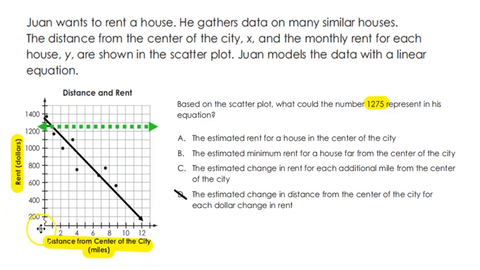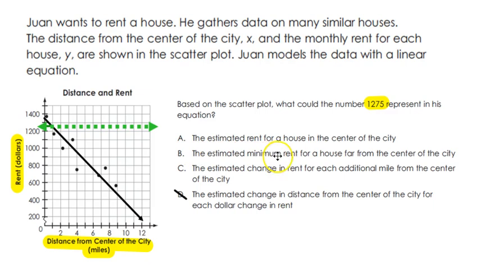So 0 would be you're not away from the center at all. You're at the center of the city. And then this would be your 1 mile from the center and 2 miles from the center. So the center of the city is right here. That actually is your y-axis. So A is the estimated rent for a house in the center of the city. That's not bad. That 1275 is close to just the line I sketched through. It's close to the dots here. So that's not a bad option, but let's make sure there's not a better option here.